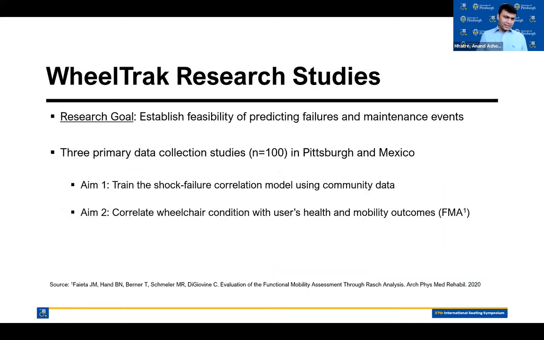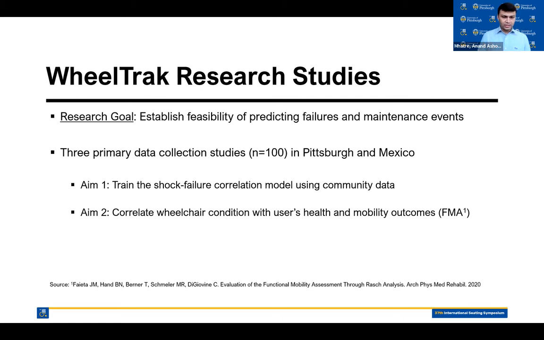Very quickly, we are doing some research with WheelTrack. The big research goal for us is to establish the feasibility of predicting maintenance repairs, and even before that, we want to predict when these failures are going to happen. So we are doing 3 primary data collection studies here. We have about 100 people to go. We have this study going on in Pittsburgh and Mexico.